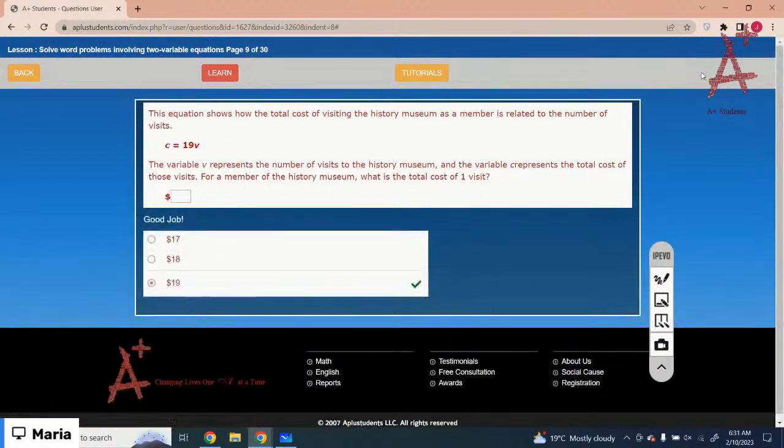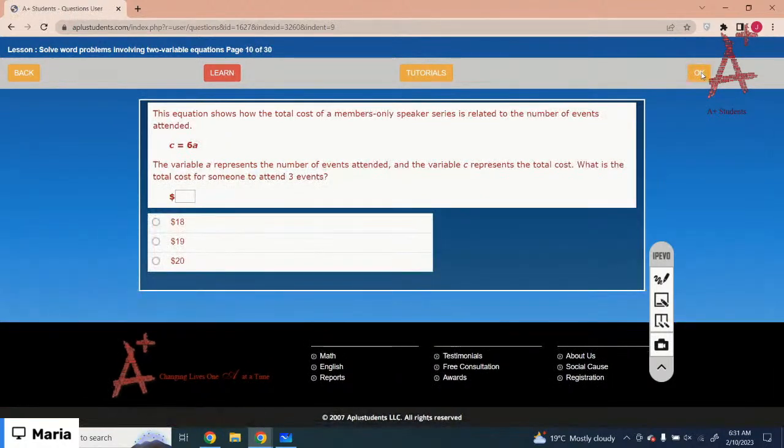Okay, the next one is the equation shows how the total cost of a members only speaker series is related to the number of events attended. C equals 6 times A. So the variable A represents the number of events attended and the variable C represents the total cost. So it would be C equals 6 times A. So A is 3. So just calculate the value. It would be 6 times 3. So 6 times 3 equals.